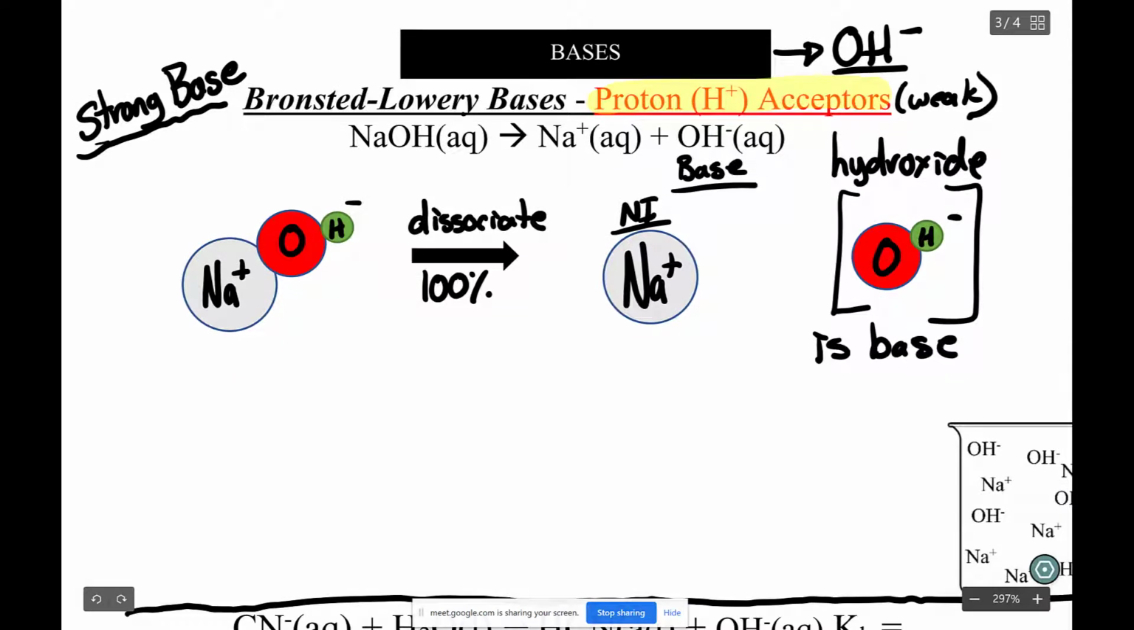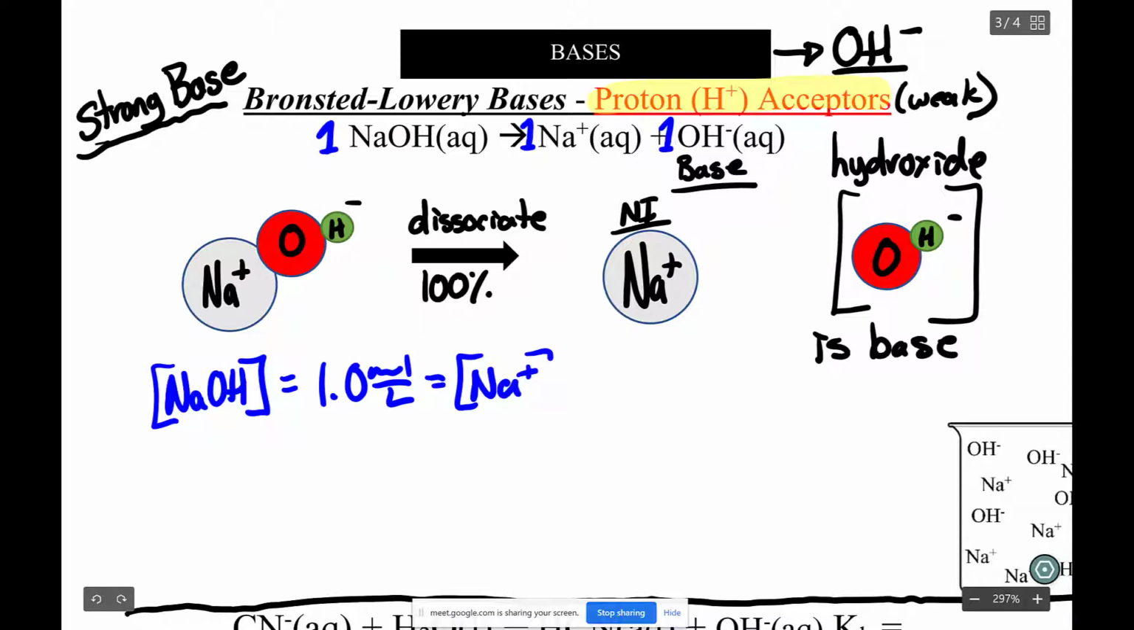So most strong bases occur like this in a 1:1:1 ratio. And so if I know the concentration of NaOH is 1.0 moles per liter, then I know the concentration of sodium ions is also 1 mole per liter. But more importantly, I can know that the concentration of OH minus ions is 1 mole per liter.